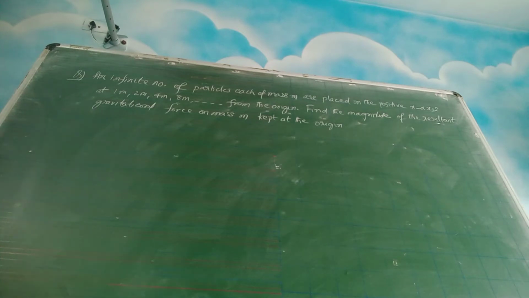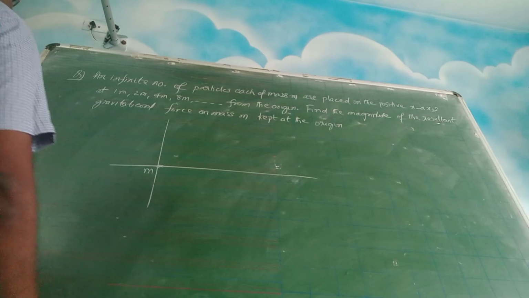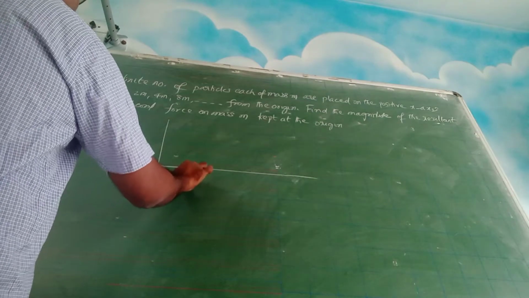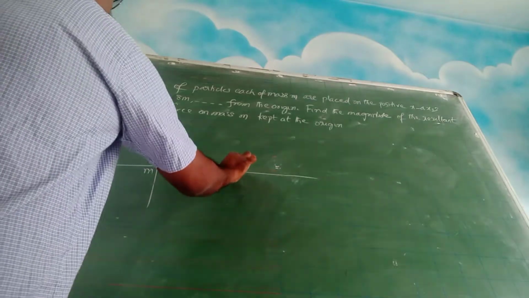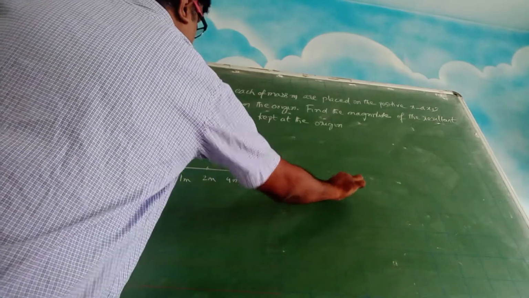An infinite number of particles, each of mass m, are placed on the positive x-axis at 1 meter, 2, 4, 8 from the origin. Find the magnitude of the resultant gravitational force on mass m kept at the origin. So it is given like this. There is a mass which is kept at the origin. Okay, and this is 1 meter, 2 meter, 4 meter, 8 meter, and so on till infinity.